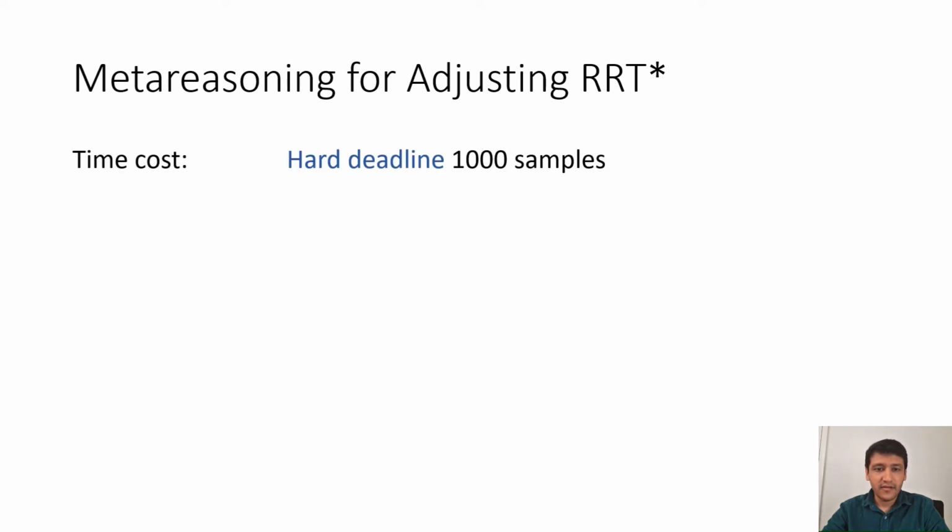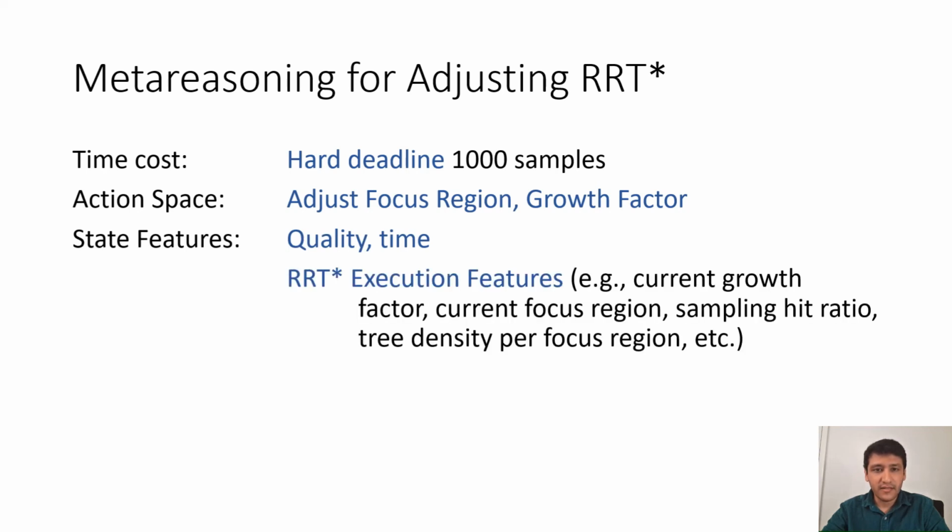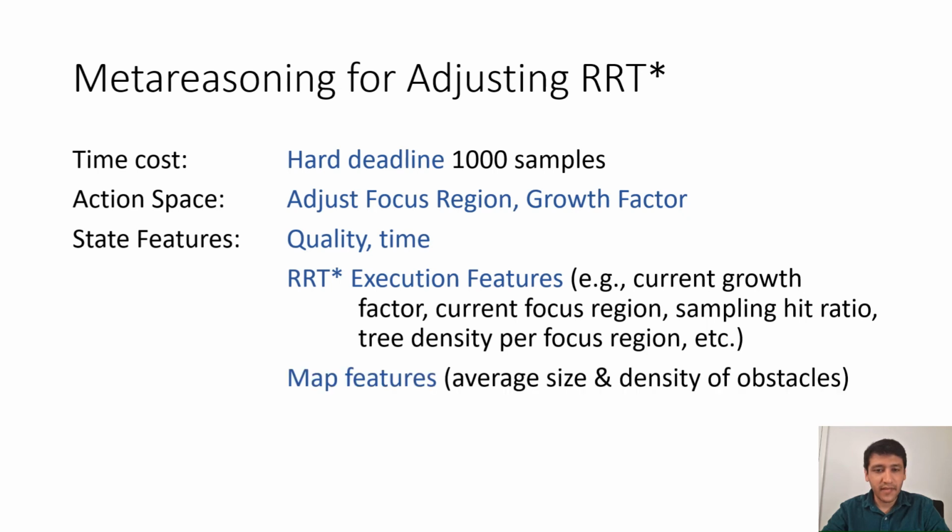We consider a contract setting where there is just a hard deadline and no other time cost. The actions are to move the focus region up, down, left, right, or adjust the growth factor. The state features include the quality, the time, RRT star's execution specific features, and map features. The rest of the details are same as were in AWA star.